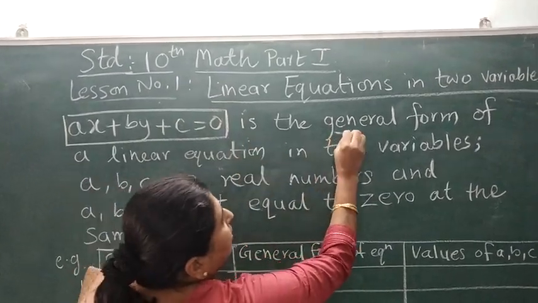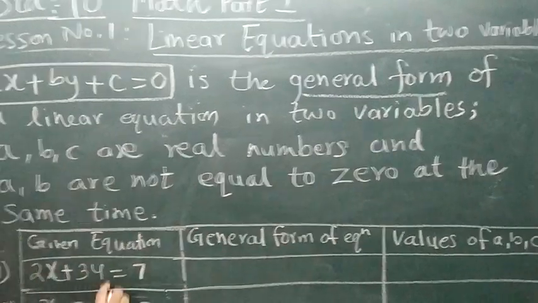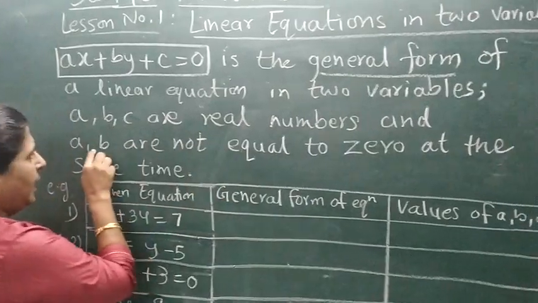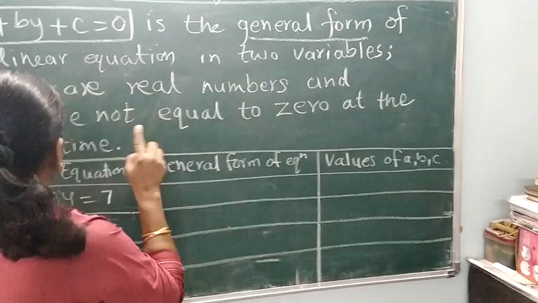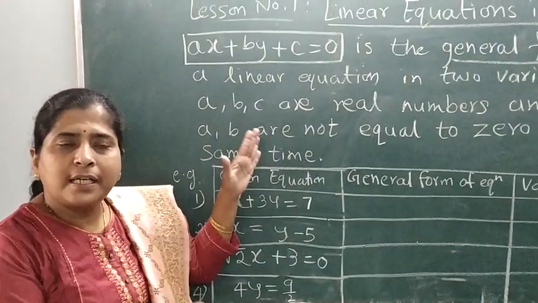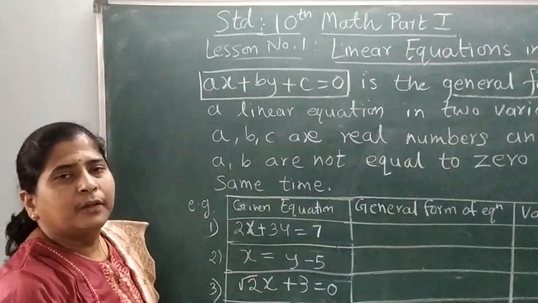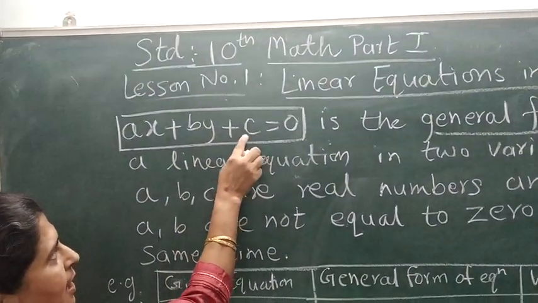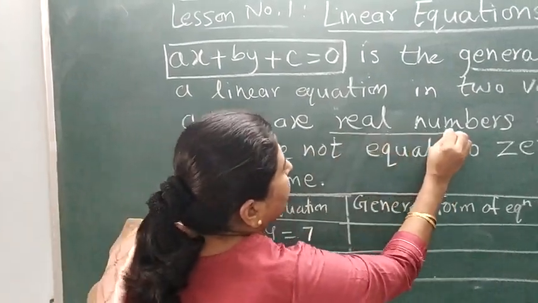This is the general form of a linear equation in two variables where a, b, c are real numbers and a and b are not equal to 0 at the same time. This is the definition. Let's understand what is the meaning of this. First of all, we can see 5 alphabets here: a, x, b, y and c. Out of these 5 alphabets, a, b, c are real numbers.